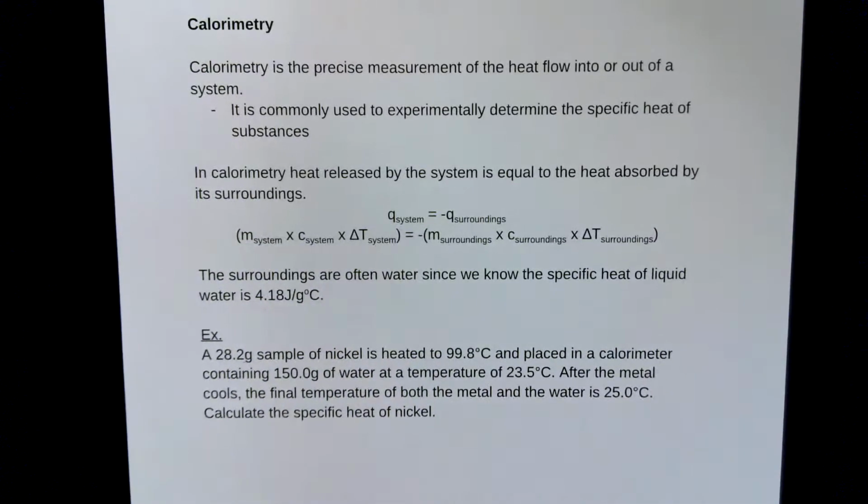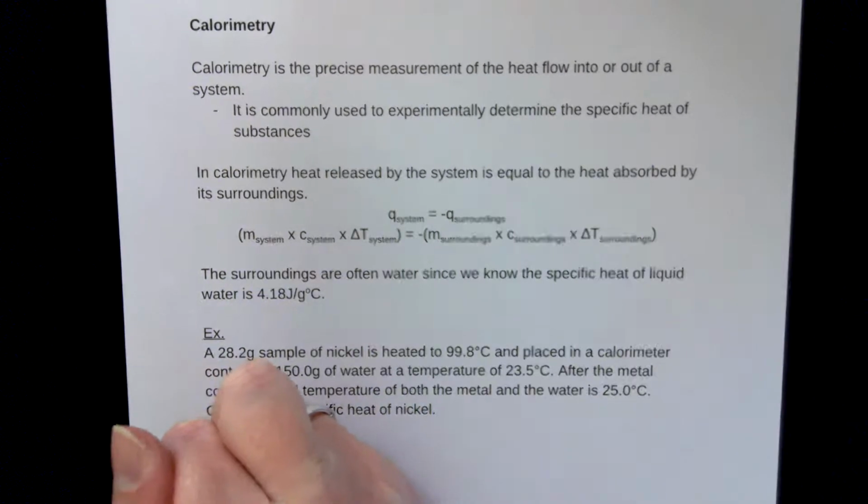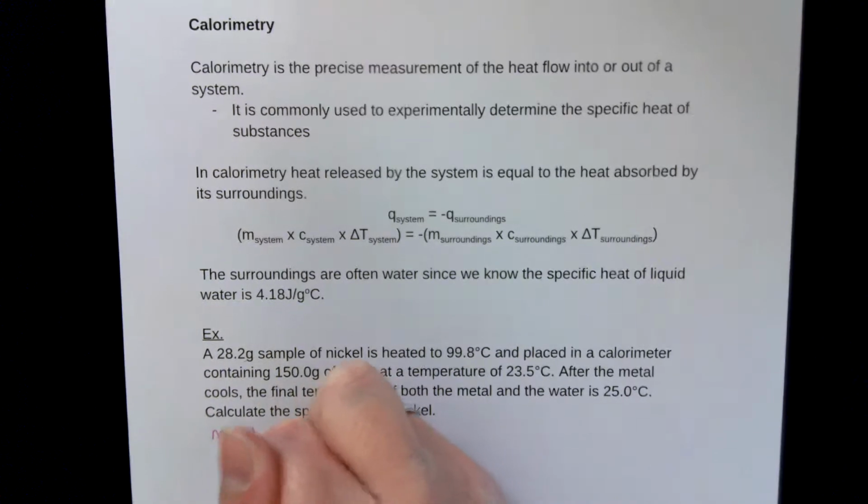So, if you remember back to when we talked about heat calculations and using the heat equation, Q equals mc delta T, I mentioned then that we should start with a list of givens. And this can be really important for calorimetry problems because we have so many different values. And we can actually break these up into values for the metal or the system and values for the water, which is going to be our surroundings. Okay. So, metal and water.